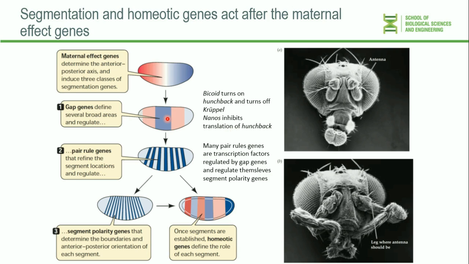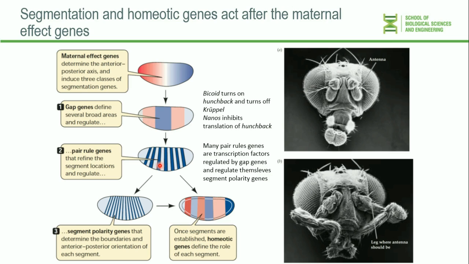Now, these gap genes, hunchback and Krüppel, will turn on or turn off pair rule genes. And the pair rule genes are transcription factors. These transcription factors are regulated by the gap genes, and the gap genes already define or produce these different areas. Every one of these areas is going to have a different mix of concentration of gap genes, which then will lead to differences in the pair rule genes.